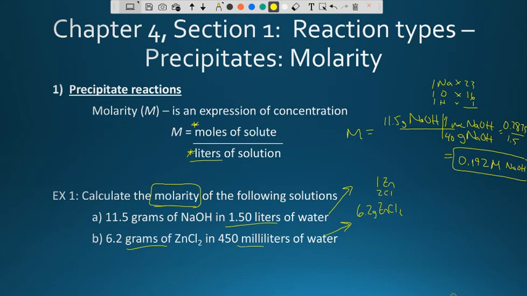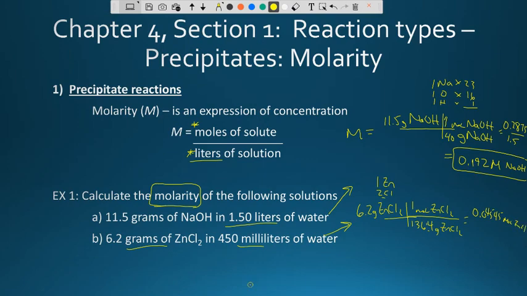Okay, so if I look on the periodic table, I look up the mass of zinc, I look up the mass of chlorine, I double it, and I find that with my formula mass, I end up with 136.4 grams of zinc chloride per mole of zinc chloride. So the first component of this will give me 0.04545, and that's going to be moles of my zinc chloride.